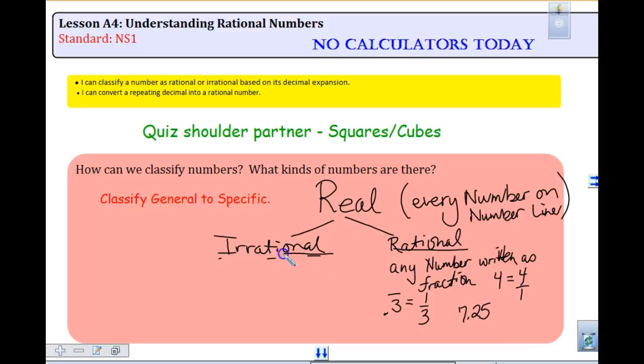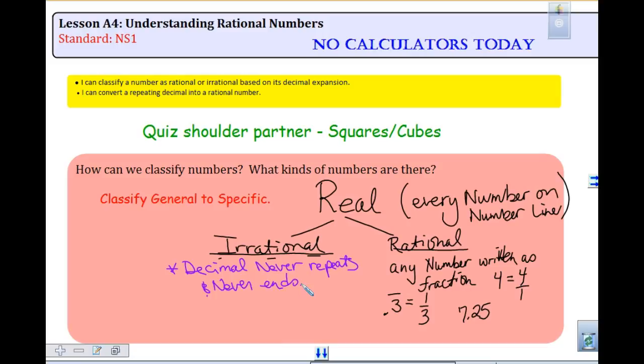So what in the heck are we talking about irrational? Can never be written as a fraction. And the key thing that we a lot of times want to think with this, as a decimal, it never repeats and it never ends. Never repeats, never ends.